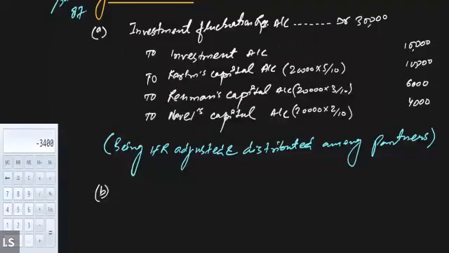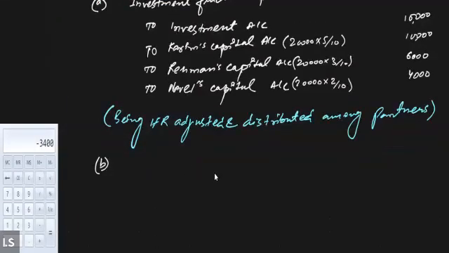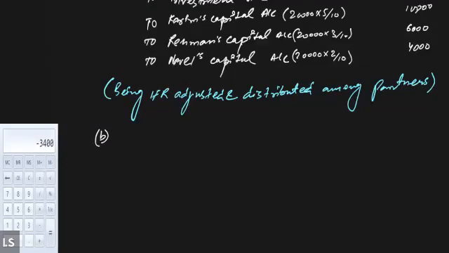So for that purpose, anyone of you can please tell me what will be the general entry for distributing the general reserve among the partners? General reserve account will be debited. General reserve account debit to, obviously this will be distributed among the partners, so this will be credited to Kareem's, Rahman's and Naval's accounts. Right, everyone? Yes, sir.